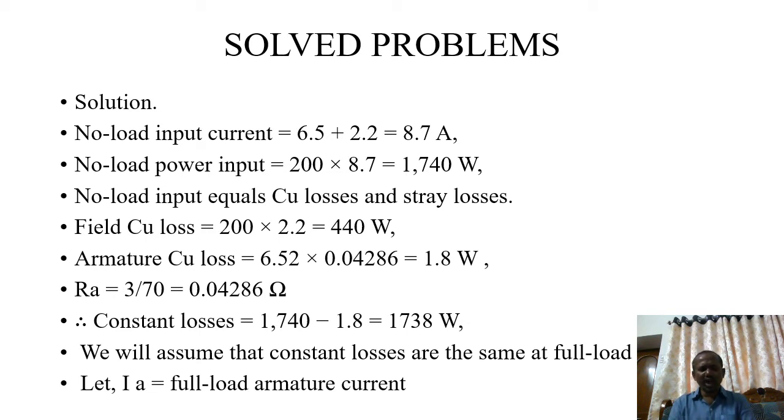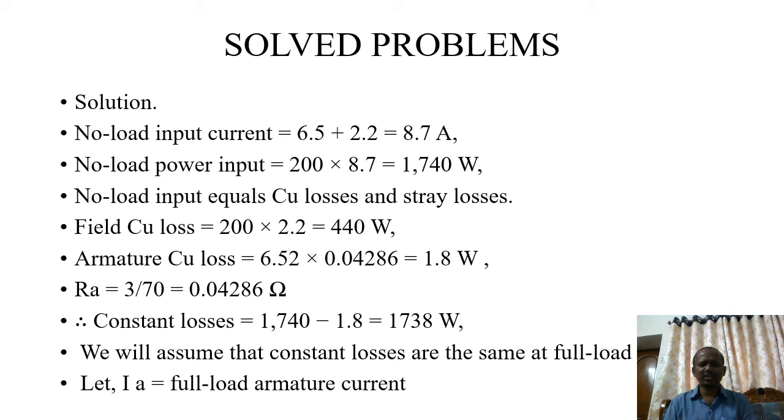Therefore, Ia is the full load armature current. You can note that again. Remember that Ia is the full load armature current. All of you know this problem. What is in the data given, first of all you can write.